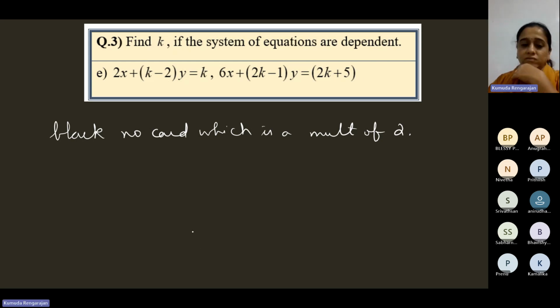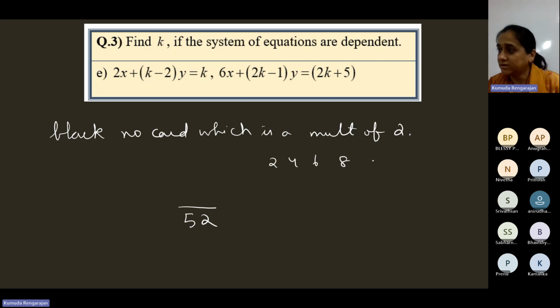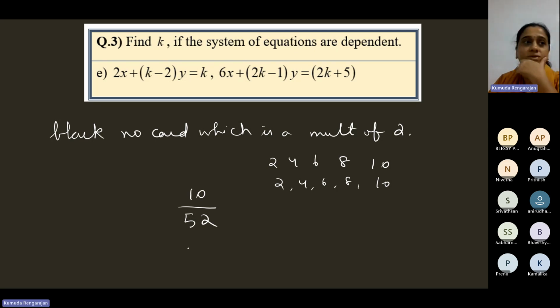So how many cards in all? 52. And black number cards which are a multiple of 2: 2, 4, 6, 8, 10 in spades. Similarly, in clubs also you have 2, 4, 6, 8, 10. So totally 10. So 10 by 52.